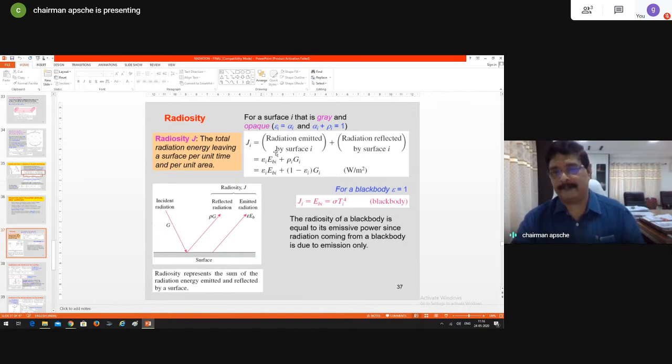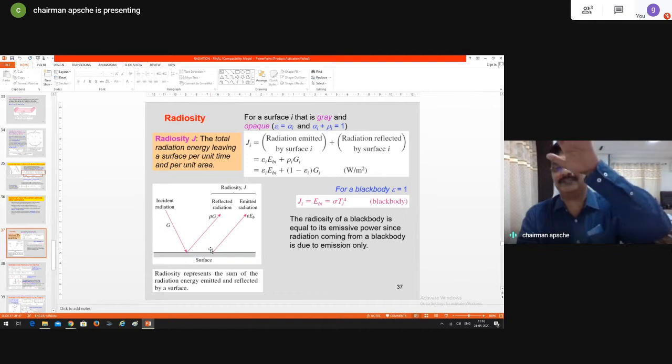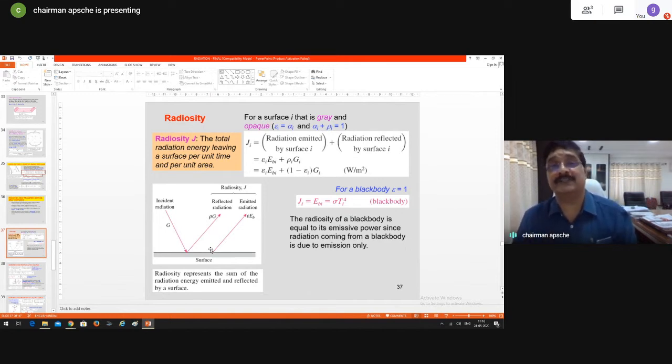For a black body, what will happen? Any black body can only emit radiation equal to E_B. Black body emission is E_B. Only E_B comes out. Where is the reflected component? Because a black body will not reflect any radiation. Rho is equal to 0 for a black body because alpha is equal to 1. Alpha plus rho plus tau is equal to 1. When alpha is 1, rho is 0 and tau is 0. So a black body will not reflect any radiation.